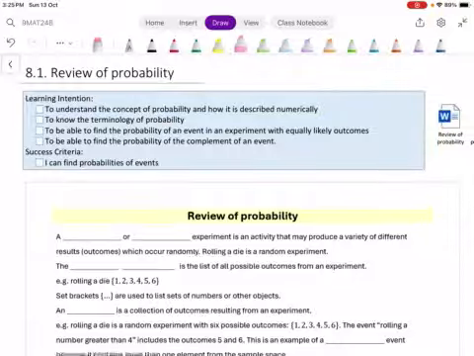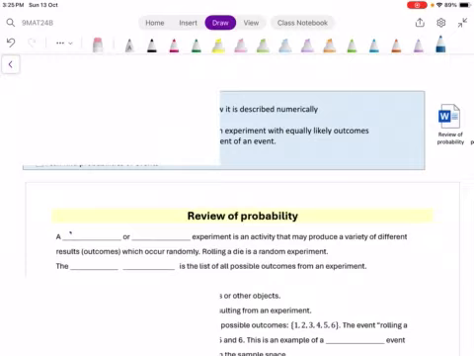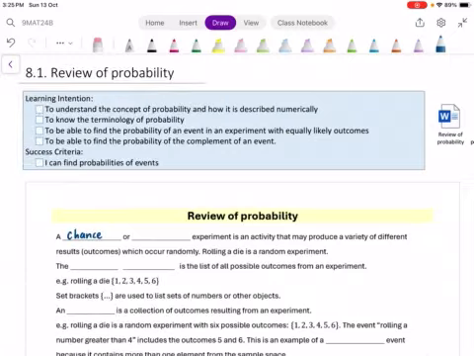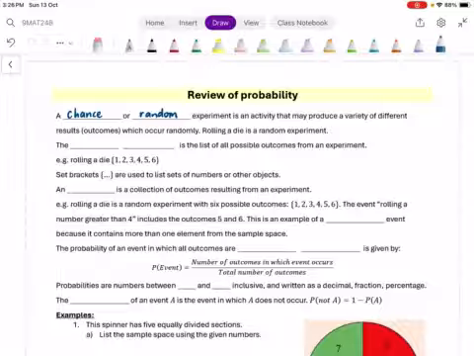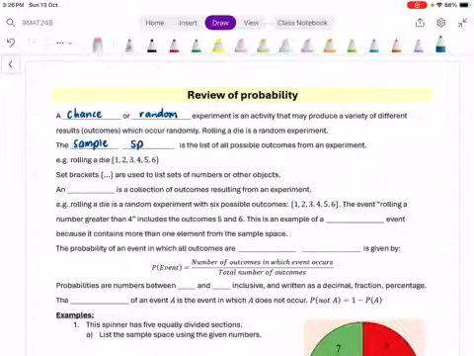So a chance random experiment is an activity that may produce a variety of different results or outcomes which occur randomly. So rolling a die is a random experiment. The sample space is the list of all possible outcomes from an experiment. So for example, when you roll a die, your sample space is the numbers 1, 2, 3, 4, 5, 6.